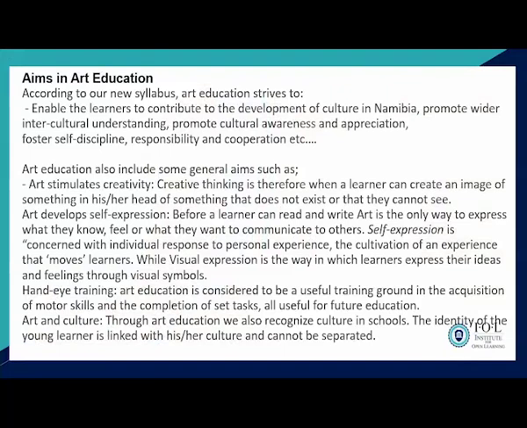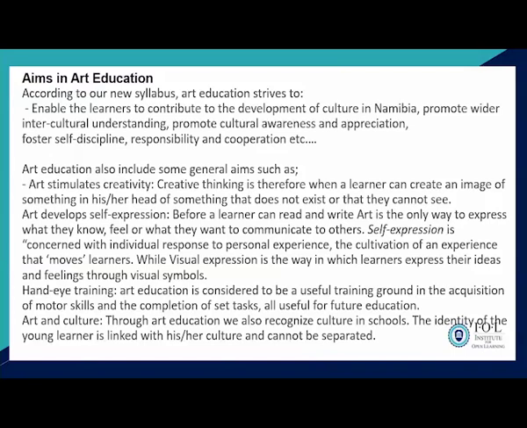Art education also includes some general aims, and there is a list going on there: art stimulates creativity, art develops self-expression, art also develops hand-eye training. That is to say, if a child is drawing, looking at a picture, perhaps you put a potato or an apple there, and you give a child a pencil and a sheet of paper on which they must draw. That means a child needs to observe how the apple or the potato looks, and that image, how they view it, is what they should now use their hands to draw. Can you see that transaction from the eye to the hand? That is in general what is meant by hand-eye training.